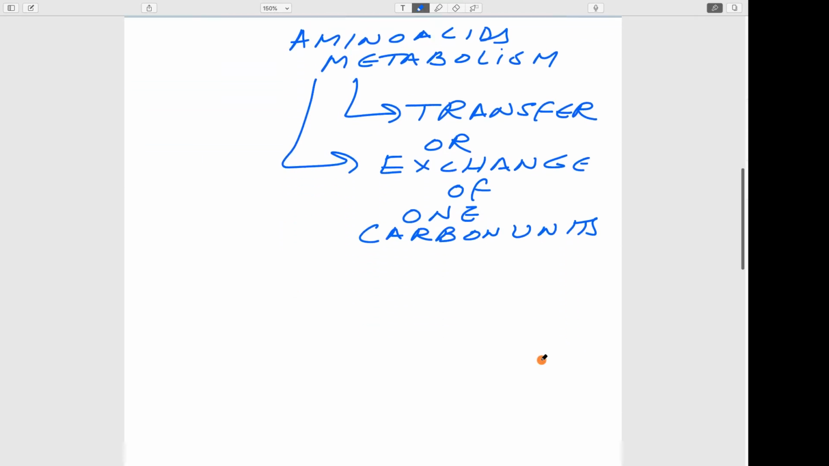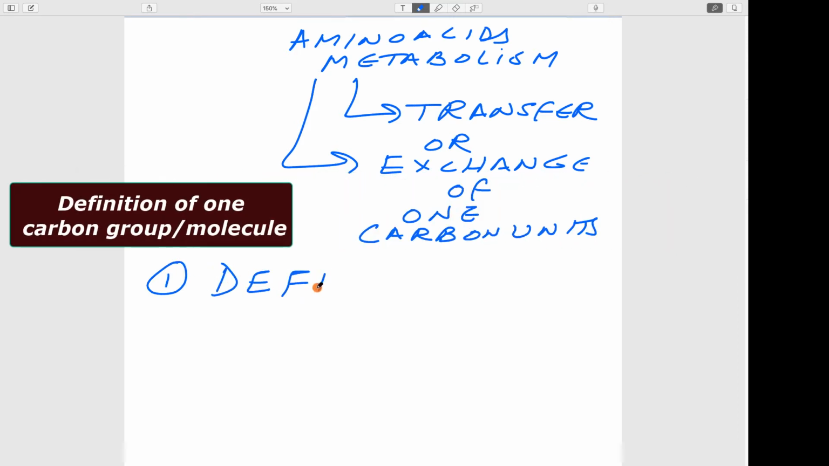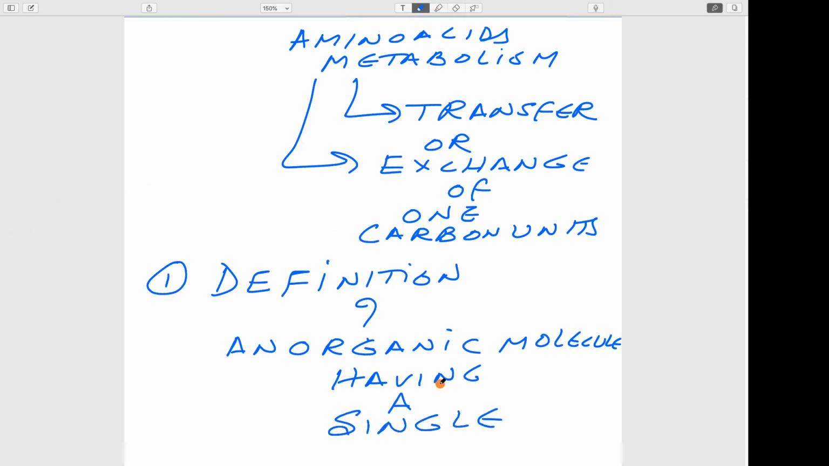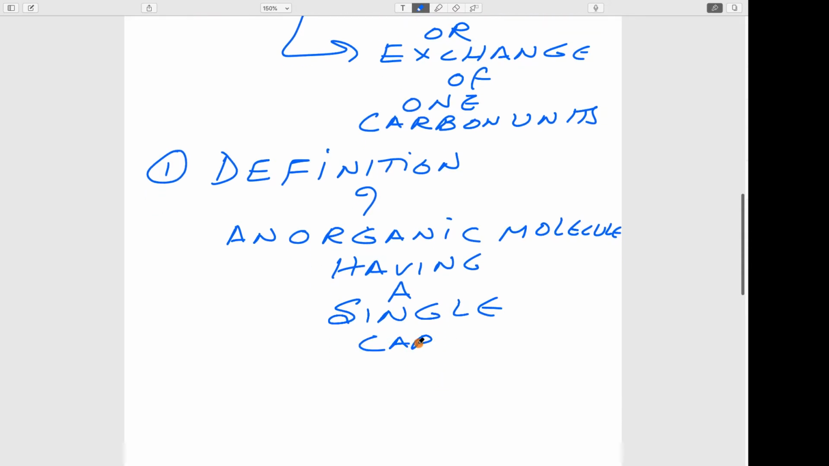Now, let us take up the first objective. In the first objective, we'll define the 1-carbon group. What is a 1-carbon group? In simple terms, it is an organic molecule having a single carbon atom. It is as simple as that. An organic molecule having a single carbon atom can be included in the 1-carbon group.